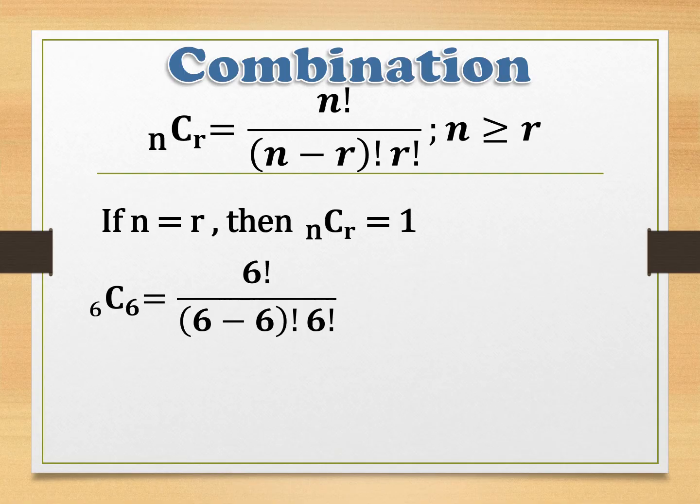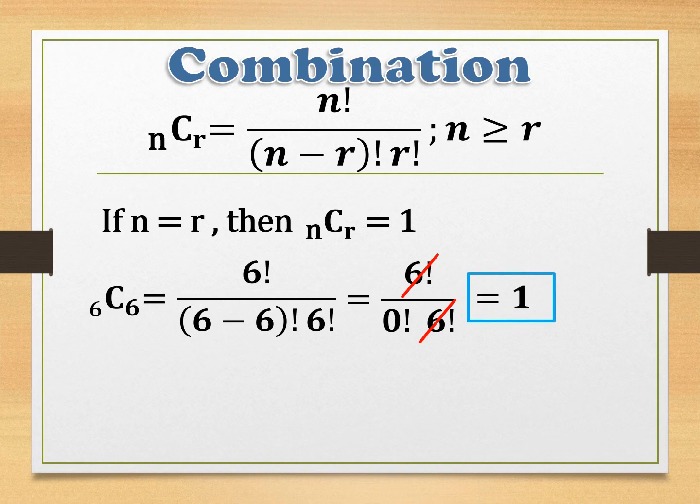And then simplify the denominator, so 6 minus 6 is equal to 0. Then we have 6 factorial all over 0 factorial times 6 factorial. And we can cancel 6 factorial. And the value of 0 factorial is equal to 1. So therefore, the number of combinations of 6 objects taken 6 at a time is 1.